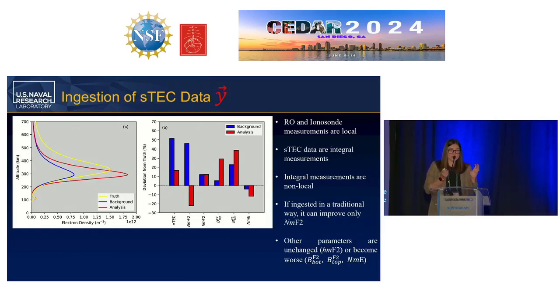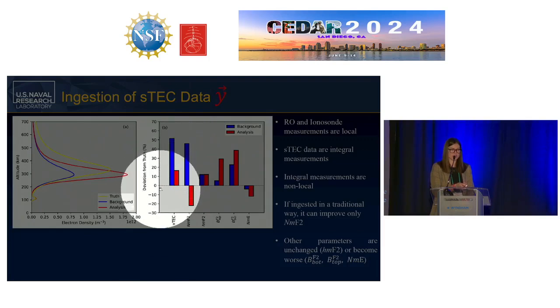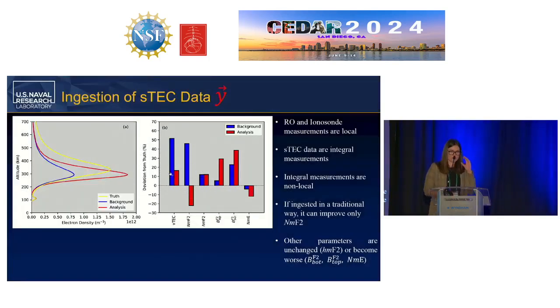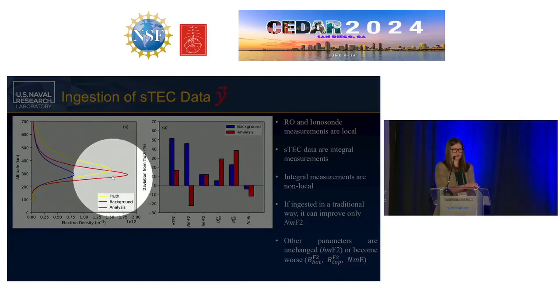Let's now see how each parameter changed by this simple ingestion. First column shows the vertical TEC. The blue bar is before ingestion, and the red bar is after. The smaller the bar, the better. So we improved in terms of VTEC, but sure, we ingested the true VTEC, so we're supposed to improve. That's kind of a given. Next, NMF2: the bar became shorter, which is good. It's kind of on the opposite side because it overshot, right?